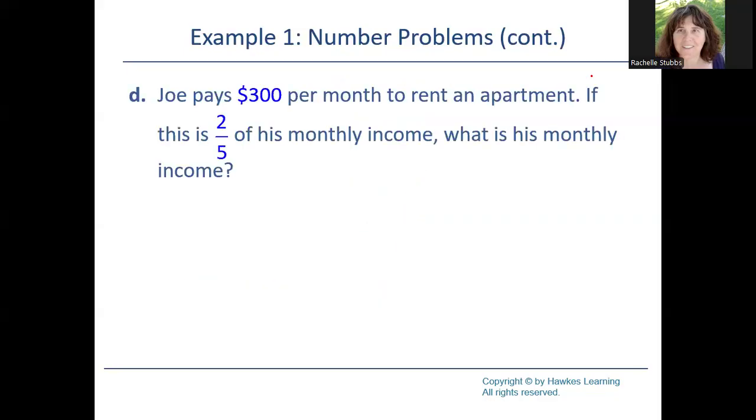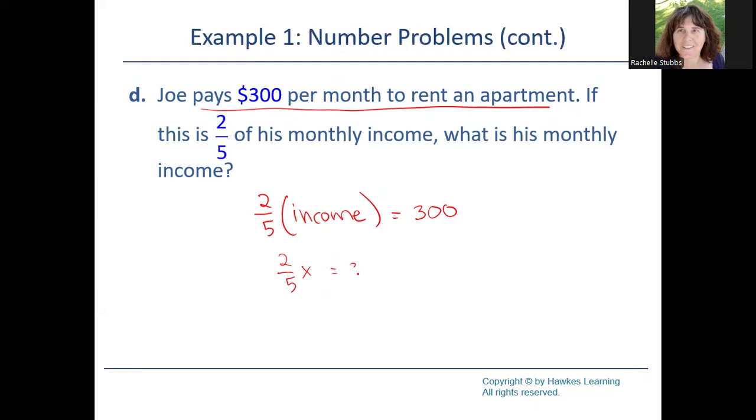Okay, Joey pays $300 per month to rent an apartment. If this is 2/5 of his income, what is his monthly income? So 2/5 of his income equals, it says it's 2/5 of his monthly income is his rent, and his rent is $300. So we could rewrite that as 2/5 of some kind of variable equals 300.